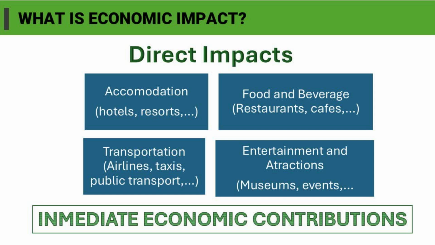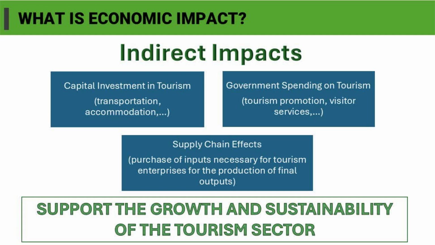tourism-reliant regions. Indirect effects occur as tourism-related businesses purchase goods and services from other sectors, and they primarily depend on three factors. The first is capital investment in tourism, which includes investments in all sectors directly linked to the tourism industry, as well as the spending made by businesses in other sectors with tourism-related assets, such as transportation or accommodation.